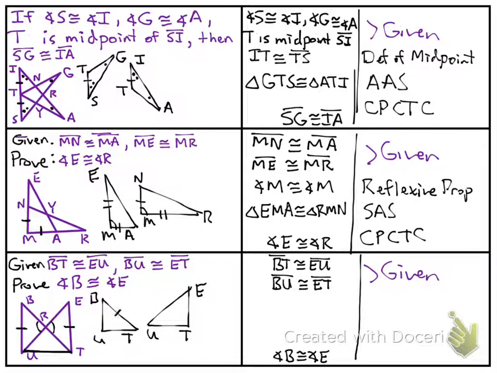We have BU and UE congruent. We have BU and ET congruent. We need, let's get the markings to match. We need something else. Well, that vertical angles didn't show up here. But what if I go UT is congruent to UT? So that would work. UT is congruent to UT, and that is reflexive property.